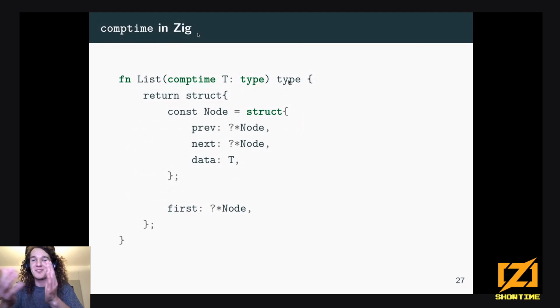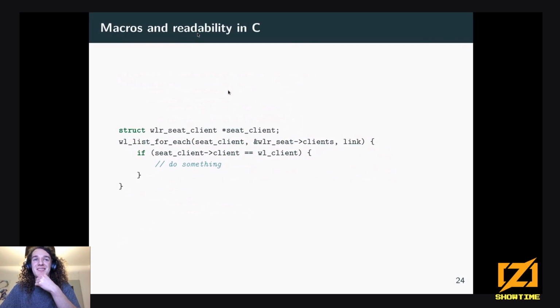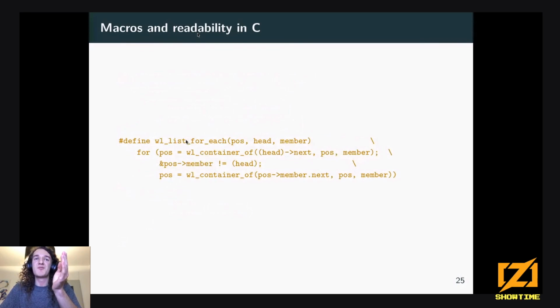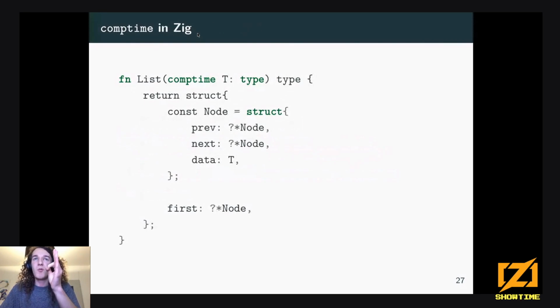Then we can just call this function whenever we want to get the generic type based on what we passed to this function. And so this means we don't need to do this to have nice iteration over the list, and we don't need to use an intrusive list either. So this is a really nice way to keep the language simple, while at the same time having nice features like generics and not needing to rely on macros to get the job done.